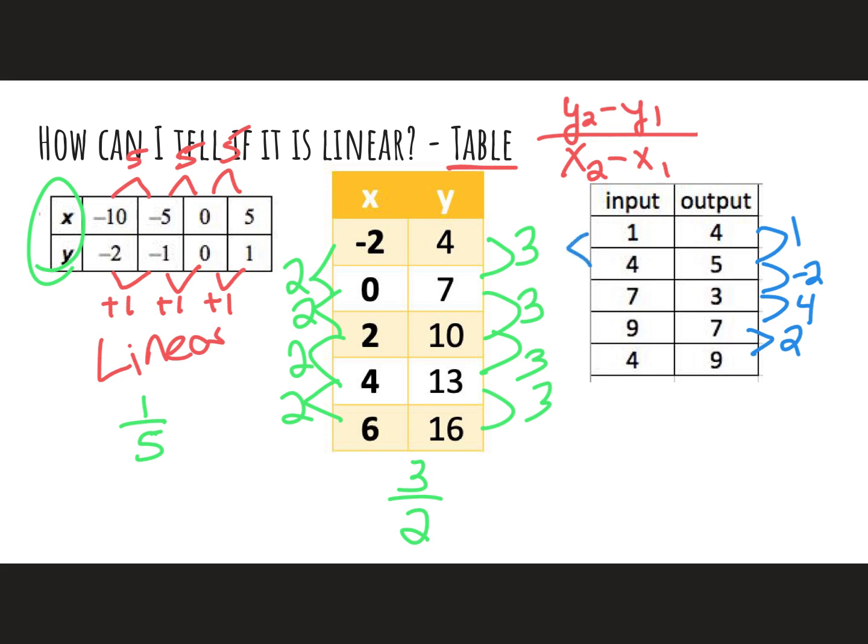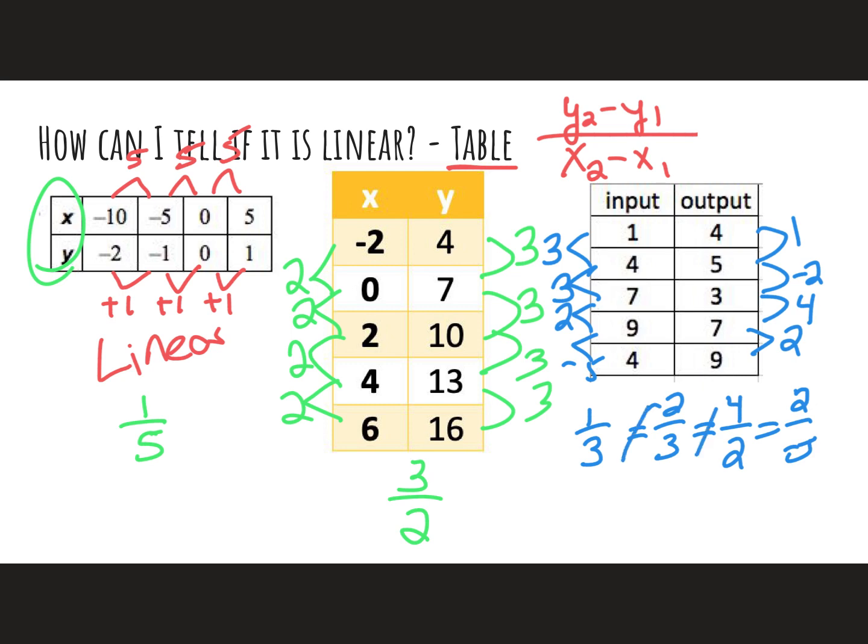My input here is increasing by 3. Here it's increasing by 3. Here it's increasing by 2. Here it's decreasing by 5. So what I'm looking for is 1/3. Sorry about that. 1/3. Does it equal negative 2 over 3? Does it equal 4 over 2? And does it equal 2 over negative 5? So none of these are equal to each other. So this one is not linear. Remember, I'm looking for equal proportions.